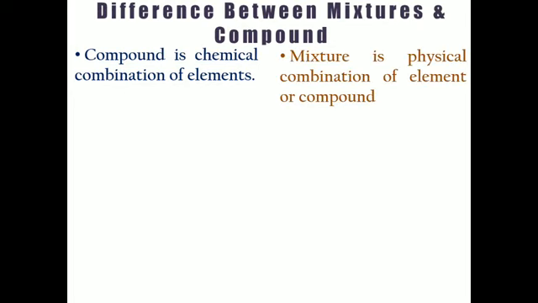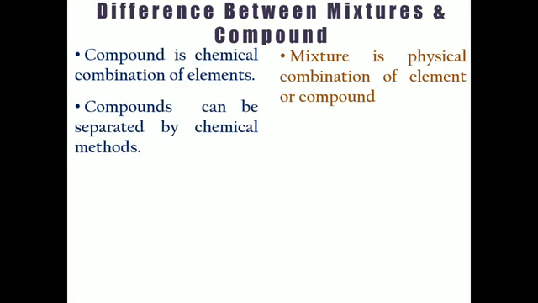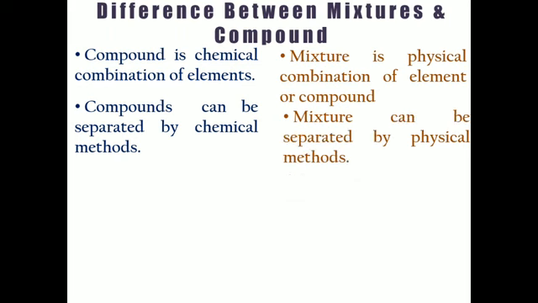Now, what is the difference between a compound and a mixture? A compound is a chemical combination of elements, and a chemical reaction takes place. But in a mixture, it is a physical combination, and no reaction takes place. Second, a compound can be separated only by chemical methods. But a mixture can be separated by physical methods, like simple screening or filtration.